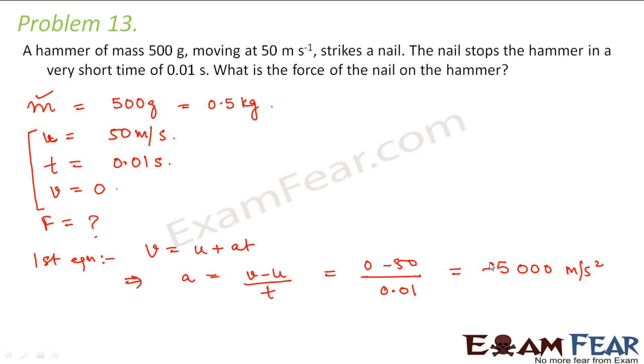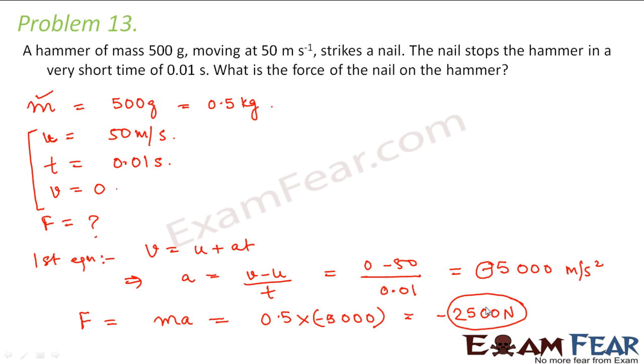So this shows that this is retardation, that is negative acceleration. The velocity of the body is gradually decreasing. Now let us calculate the force, which will be mass into acceleration, that is 0.5 into 5000. This comes out to be minus 2500 newtons. So this is the force exerted on the hammer. The negative sign shows that the direction of force is opposite to the direction of motion of the hammer.